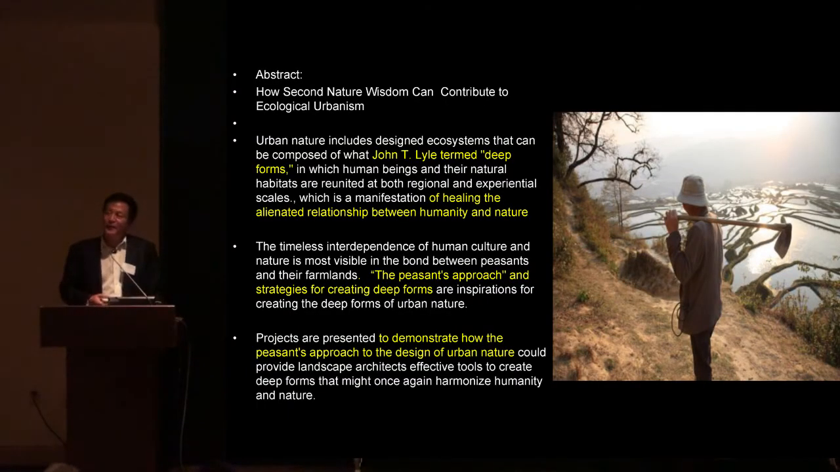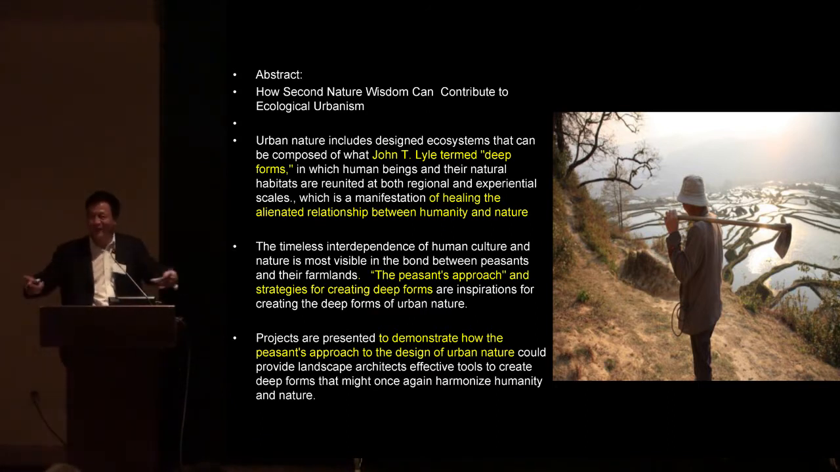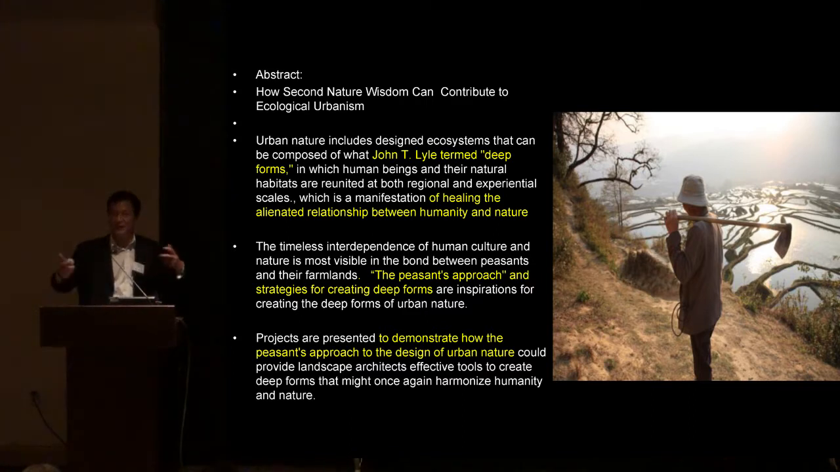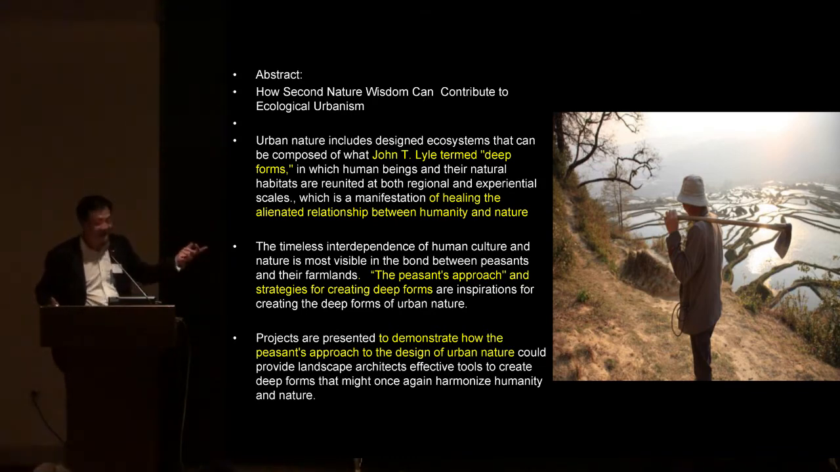So I want to ask, can a peasant have a theory, or can a peasant have a model? I try to dig out in the theory what we can describe as this peasant's approach. I find John Lyle's description of what is beautiful, stages between ecology and humanities. I find this term, deep form. Deep form is the union between human and nature after the long alienation of the industrial period. That's basically his term.